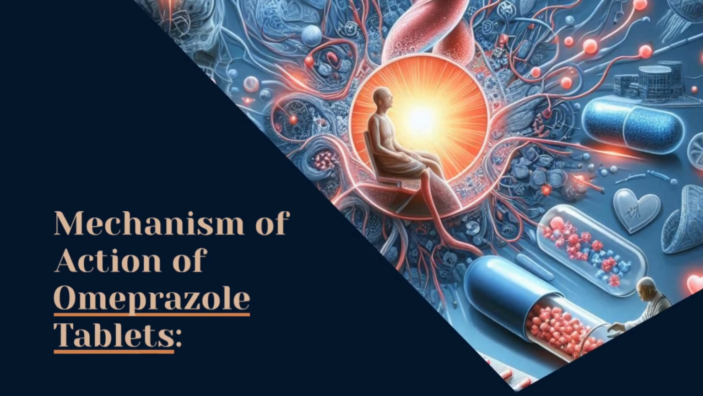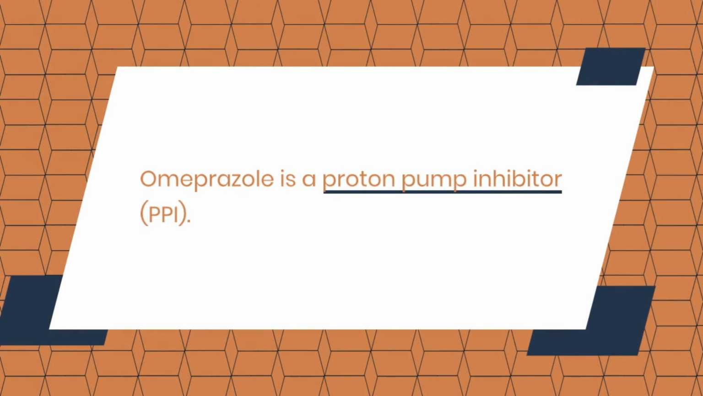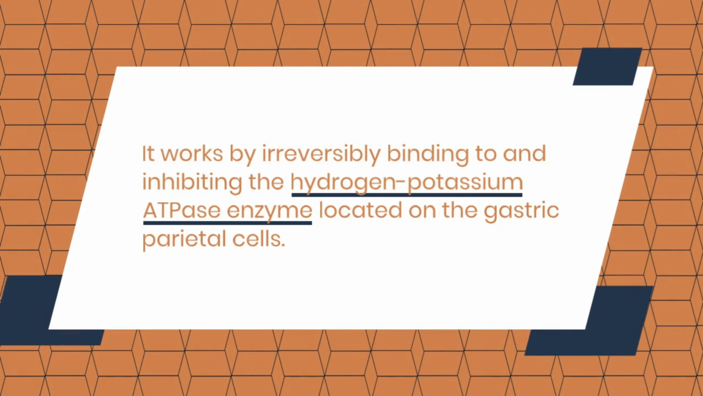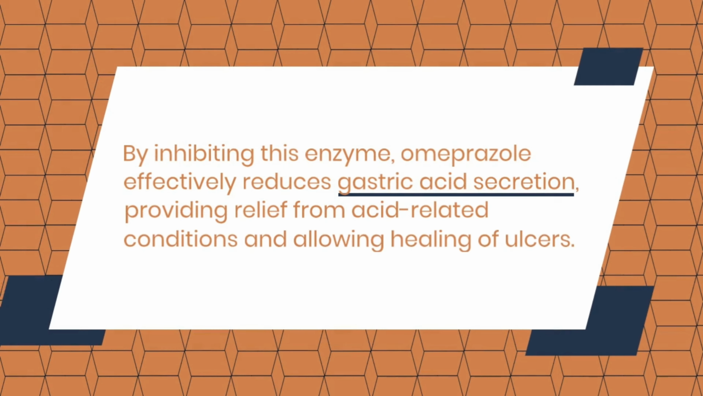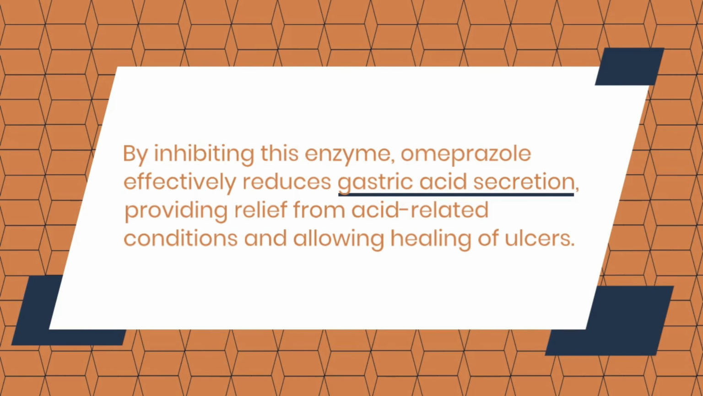Next, mechanism of action of omeprazole tablets. Omeprazole is a proton pump inhibitor. It works by irreversibly binding to and inhibiting the hydrogen-potassium ATPase enzyme located on the gastric parietal cells. This enzyme is responsible for the final step in the production of gastric acid. By inhibiting this enzyme, omeprazole effectively reduces gastric acid secretion, providing relief from acid-related conditions and allowing healing of ulcers.